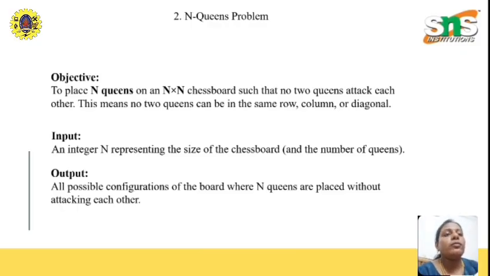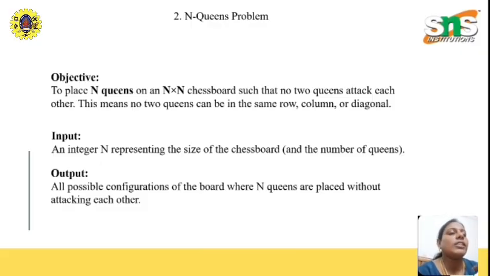We already know that if we define any 2 by 2 or 4 by 4 matrix, there are rows and columns, and there are two diagonals. So no two queens can be present in the same row, the same column, or the same diagonal. This is the N Queens problem.